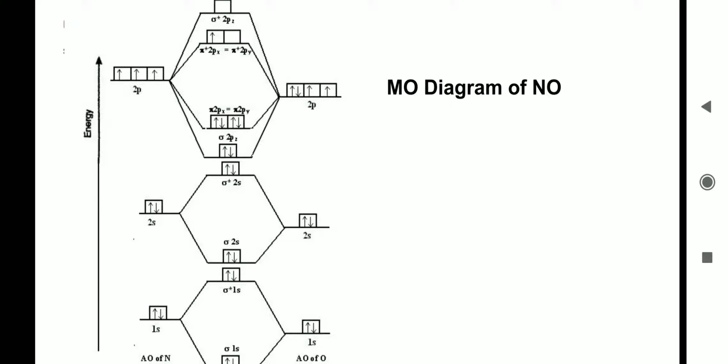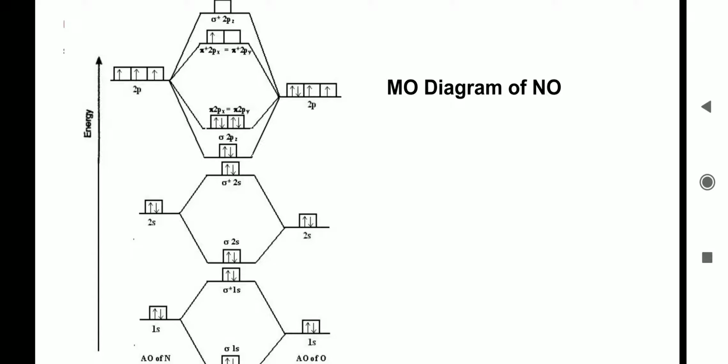Now, this is the molecular orbital diagram or energy level diagram of nitric oxide. One thing we notice is that sigma 2pz is placed at a lower level than pi 2px and pi 2py, and this is similar to oxygen type nuclei.